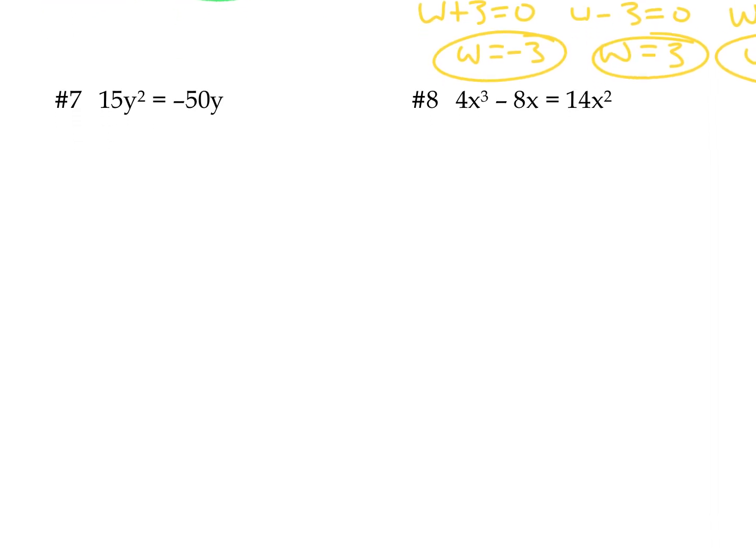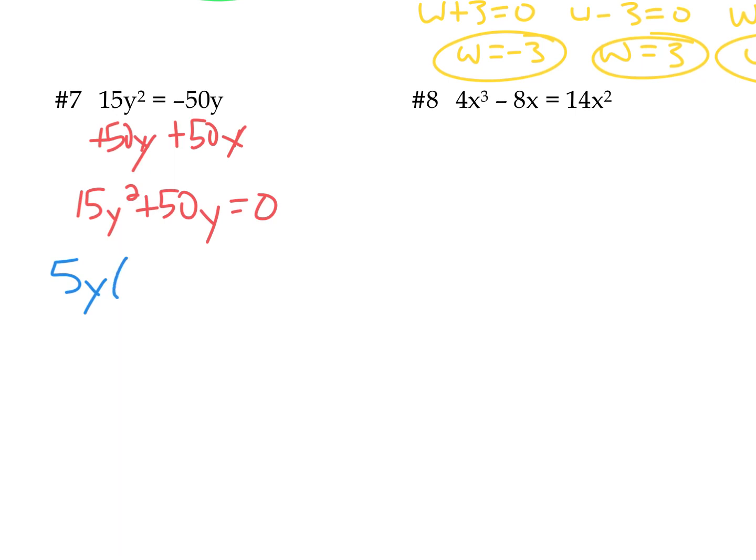Get it set equal to 0, our first step. So I'm going to add 50y to both sides. And I'm going to get 15y squared plus 50y equals 0. Those are y's there. Now I want to look for a common factor. I can factor out 5y from each of these terms. And I'm going to have 3y plus 10 equals 0.